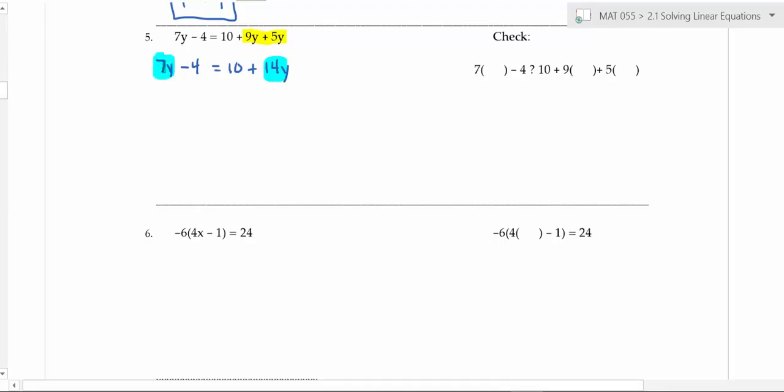Now the next thing you want to notice is you have variables on both sides. You don't want that. So you need to get rid of one of those. It doesn't make any difference which one you get rid of.